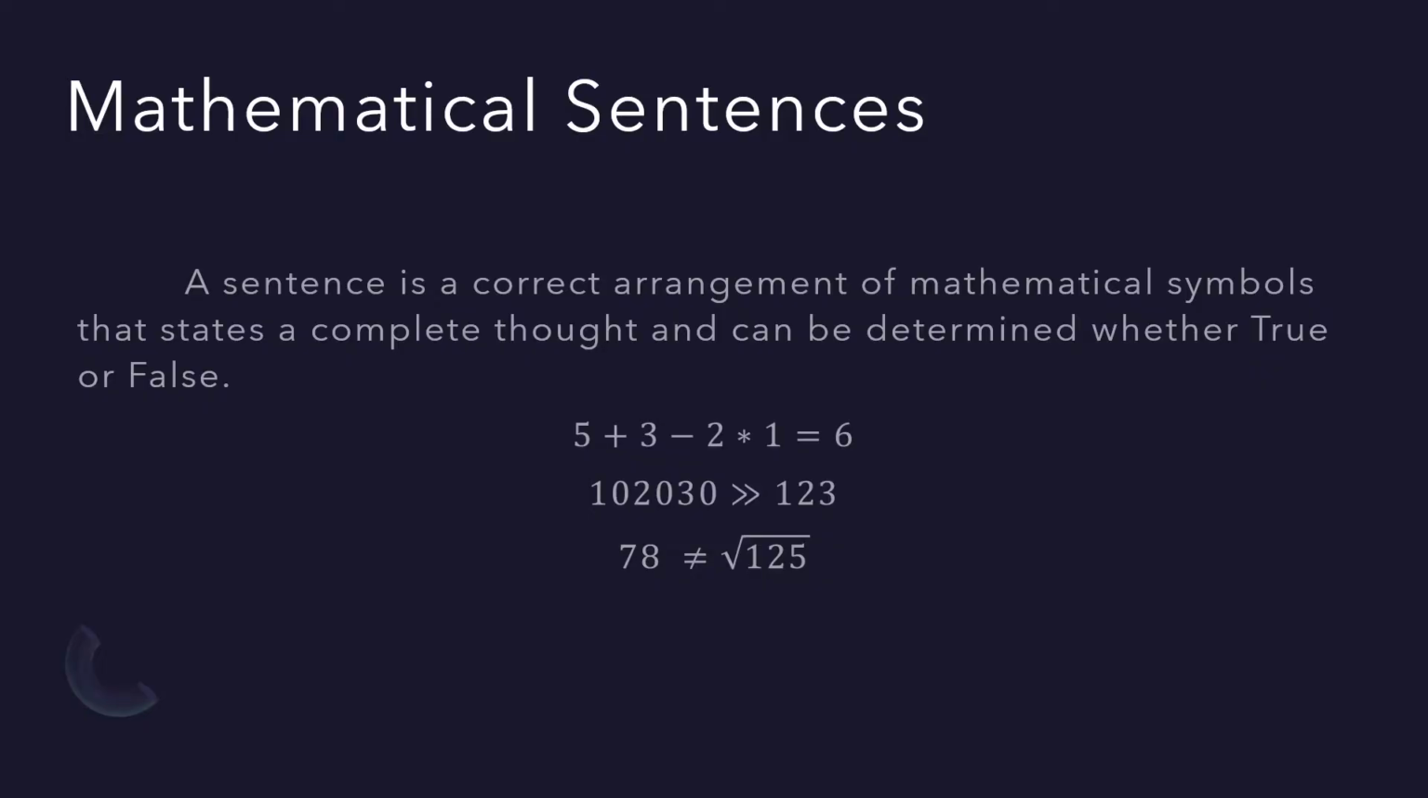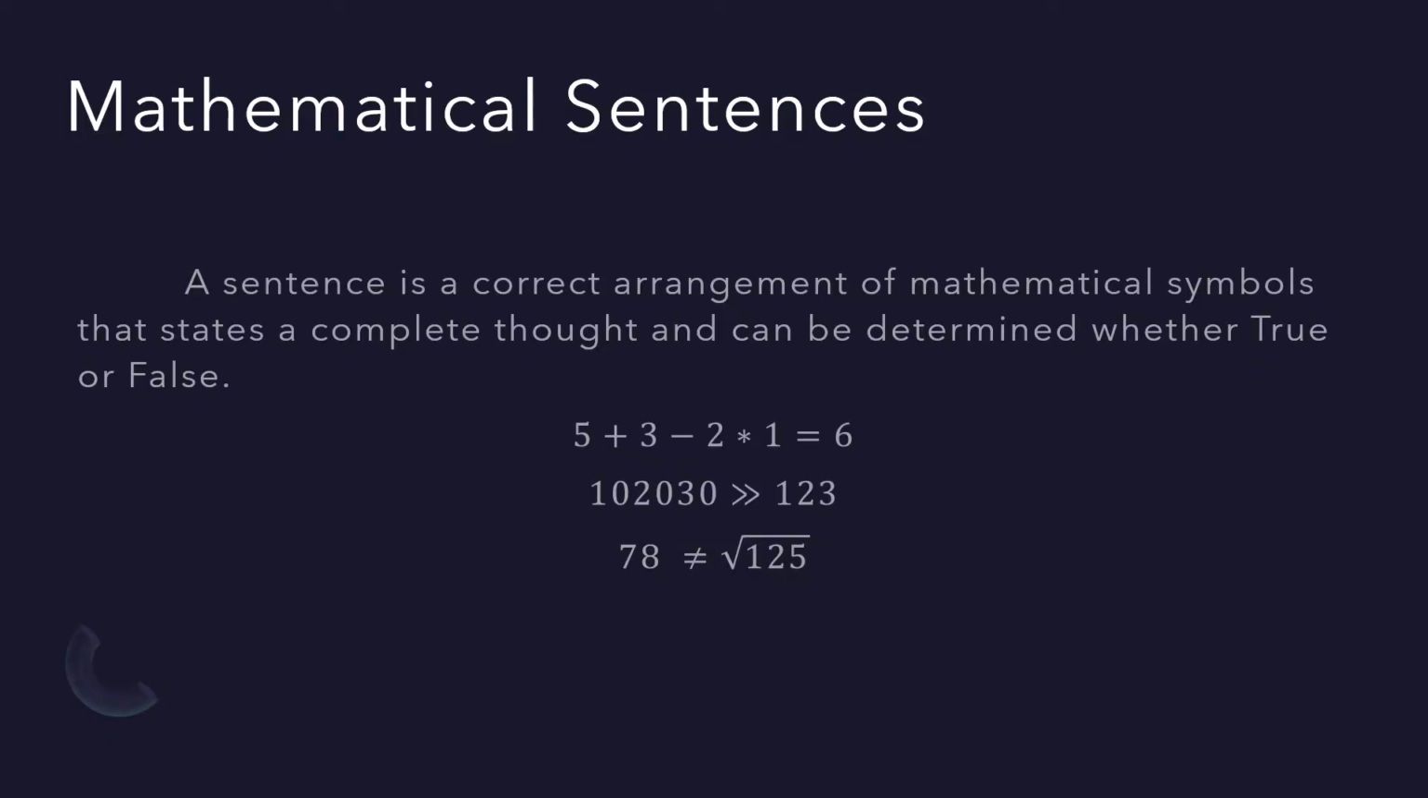And if we have a complete thought na, doon na pumapasok yung mathematical sentence. So, a sentence is a correct arrangement of mathematical symbols that states a complete thought and can be determined whether true or false. Okay, so we have, for example, 5 plus 3 minus 2 times 1 is equal to 6. So, alam naman natin, we have 2 times 1, that is 2. So, 5 plus 3, 8 minus 2 is 6. So, yun.